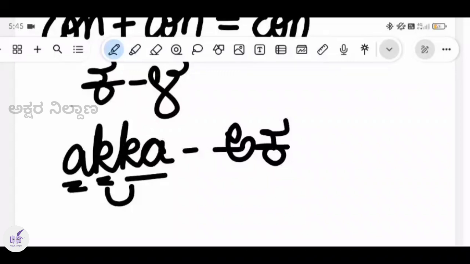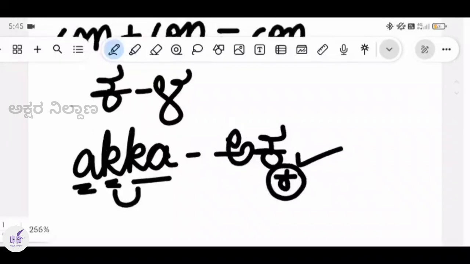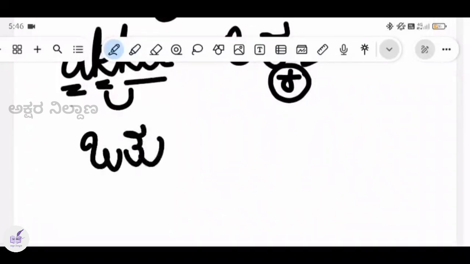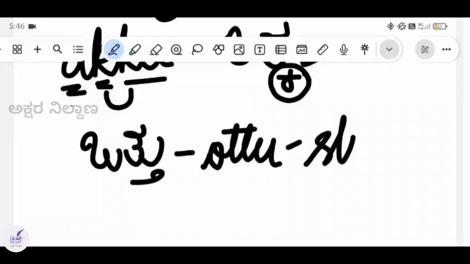In the same way, if we want to give stress in Kannada, we are going to use this topic Ottakshara. The Ottakshara is written like this. This is akka. This what we have written at the bottom is Vattu. That is what we are going to learn today. Basically, the word Vattu in Kannada means stress.